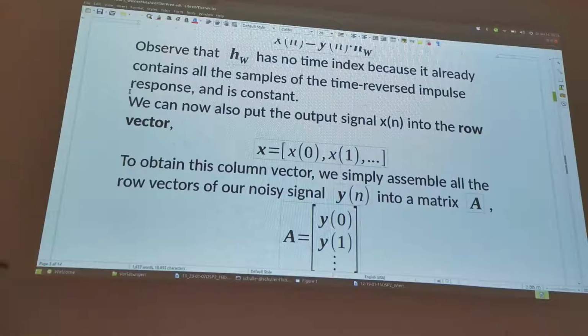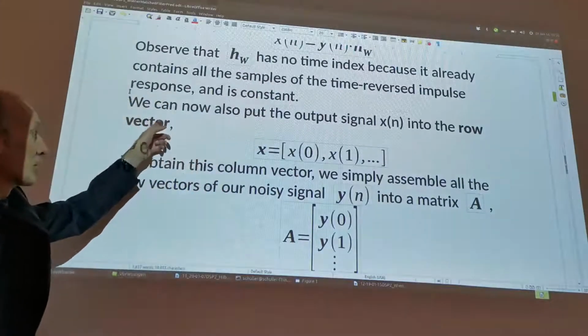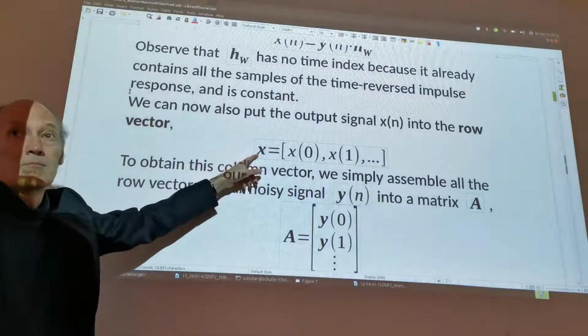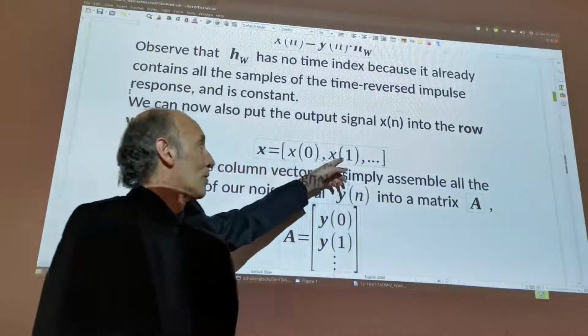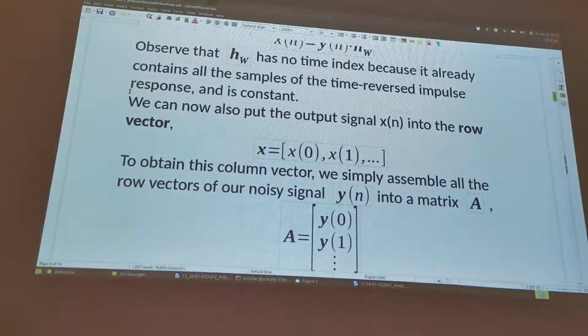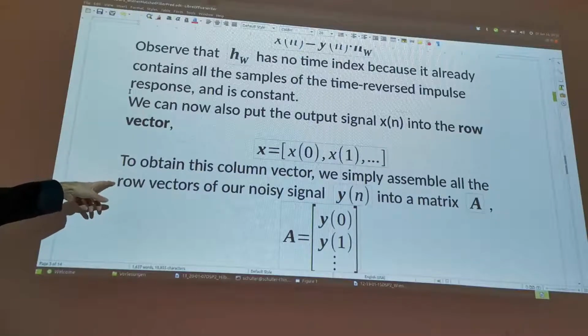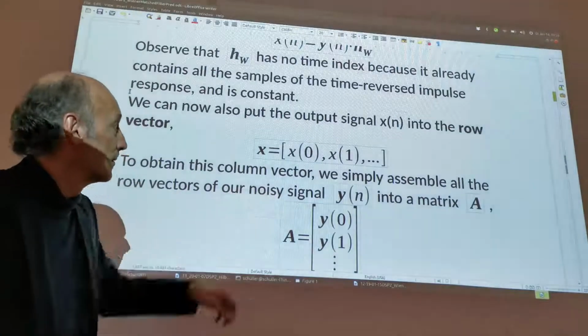And we can now also put the output values x of n into a row vector like this. So this might be really long. It contains all samples of our filtered signal. Right? And to obtain this vector, we simply assemble all the row vectors of our noisy signal into a matrix.